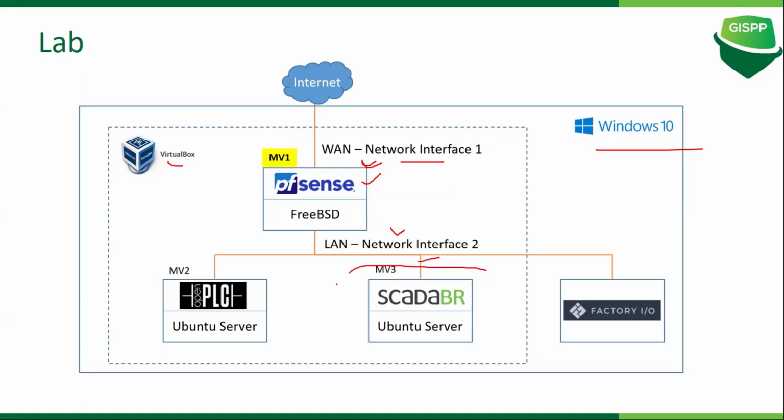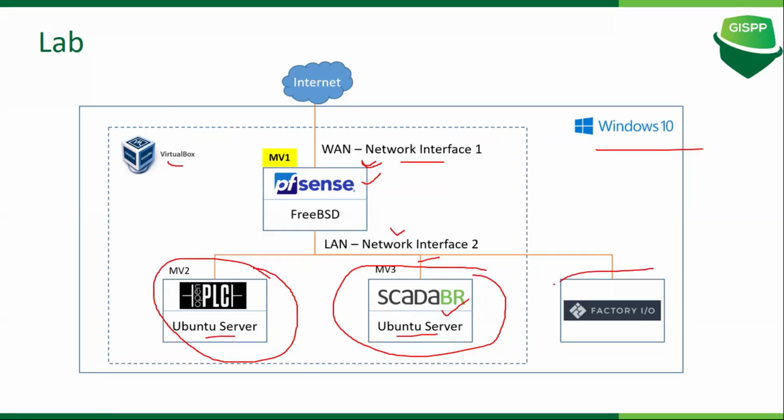You will create a separate Ubuntu server with the SCADA BR tool. We'll see how you can download it and all that. Then you will also build a PLC server as well. It's also an Ubuntu server, and you will use this tool called Factory IO. This is a very good simulation tool. You can make a plant setup.